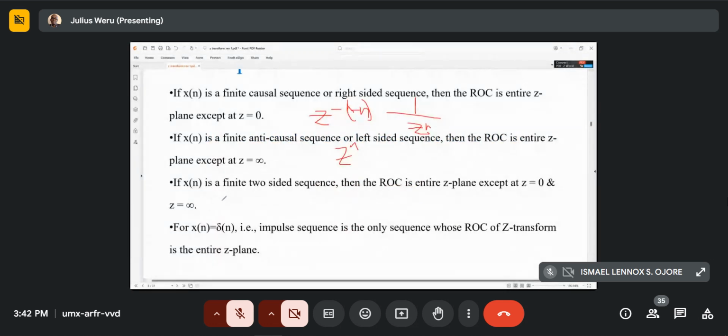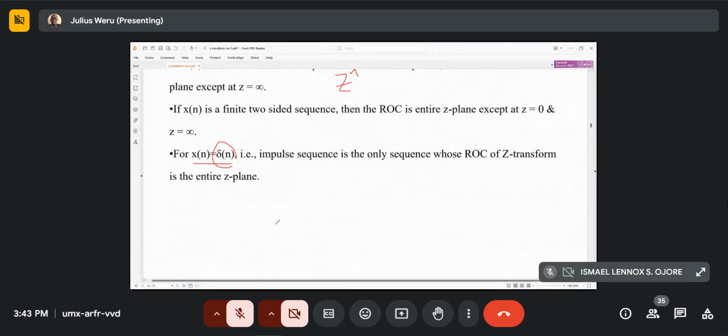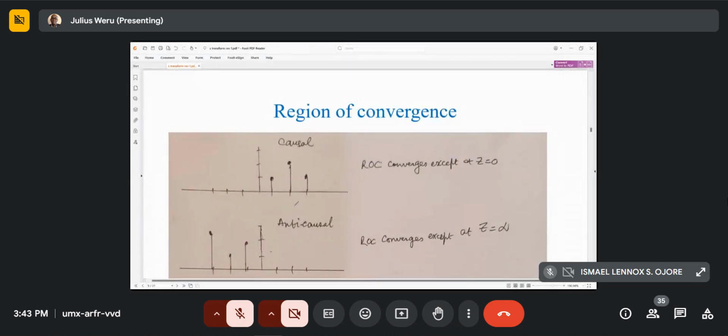If x[n] is a finite, two-sided sequence, that is non-causal, then the ROC is the entire plane except at 0 and at infinity. And we are saying that it's only delta[n], the impulse sequence, whose ROC is the entire z plane, no exceptions. So these are the different scenarios.